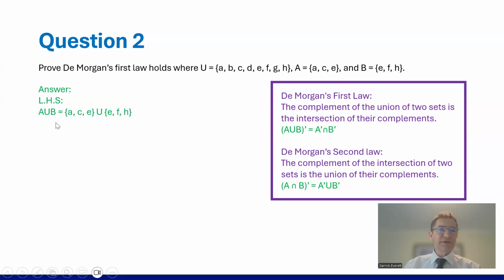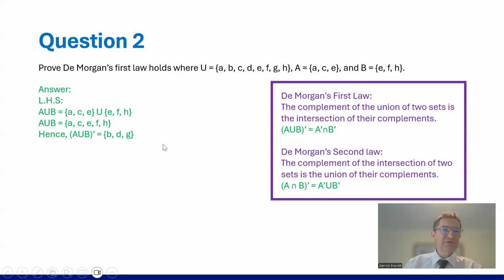So left-hand side, A union B, so we're doing this. A union B is ACE union with EFH. So then you get ACEFH because we mention the E twice. Hence, A union B complement is just whatever's left, which is BDG. So now we've got A union B complement. That's this bit here. We've got the left-hand side.